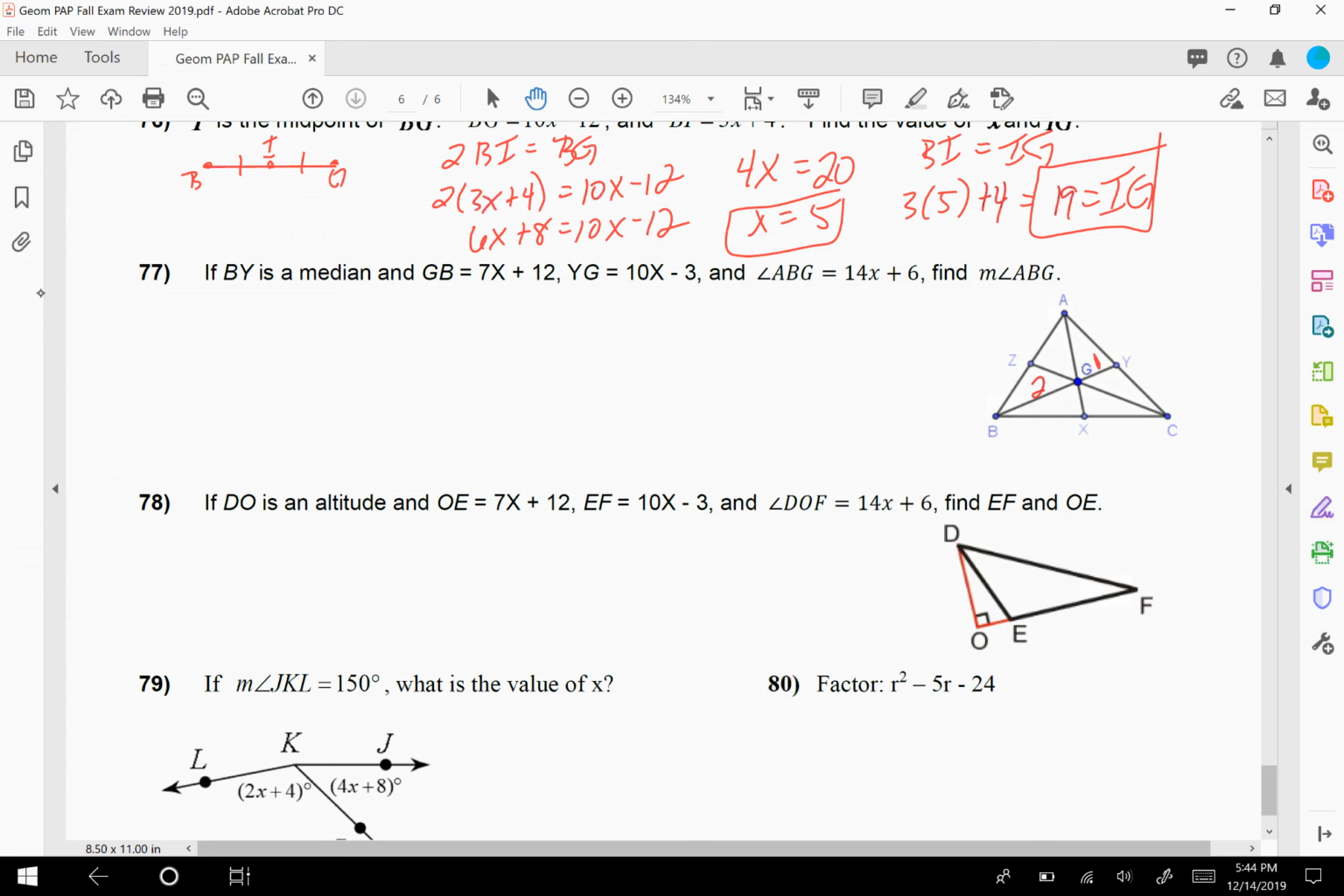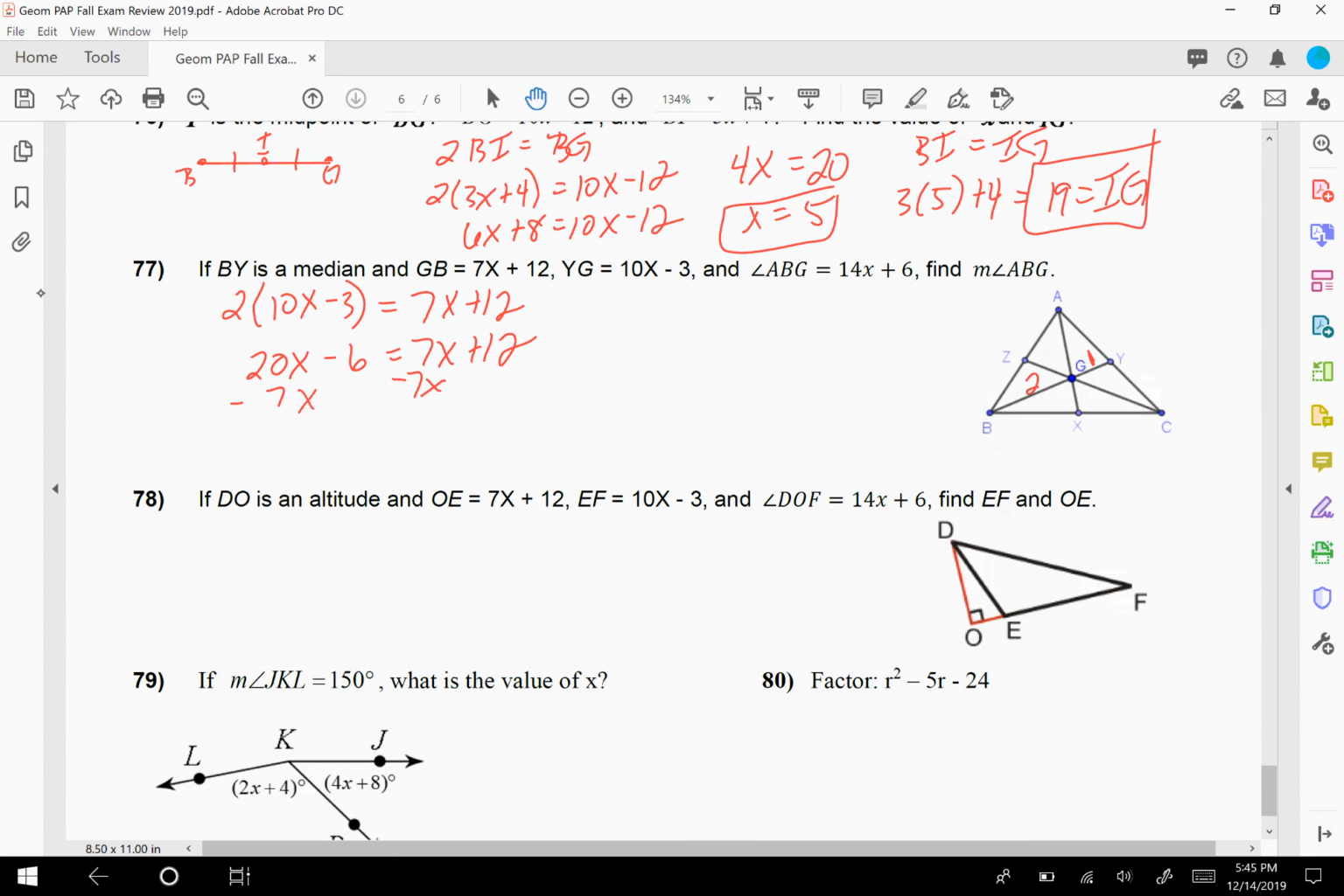Remember, GB is twice the length of YG. So basically take YG, multiply it by 2. So 2 times 10x minus 3. And that's equal to GB, 7x plus 12. So multiply in here, so 20x minus 6 is equal to 7x plus 12. Okay, take away 7x, add 6. Okay, and so when we do that, we get our 13x is equal to 18.